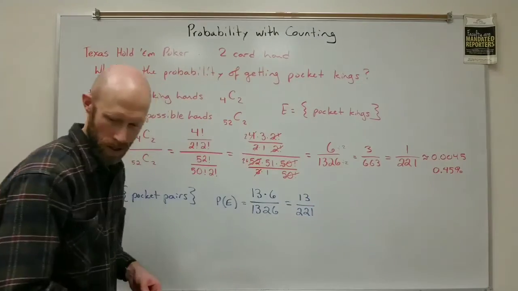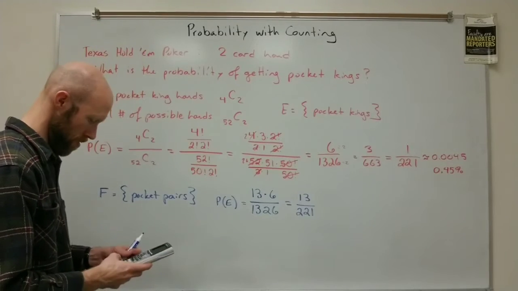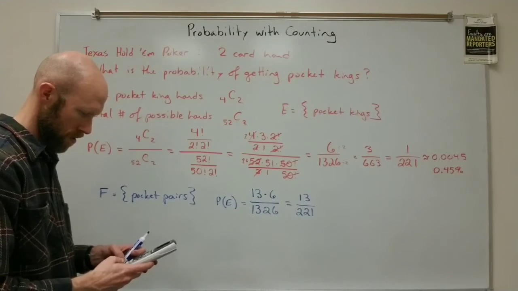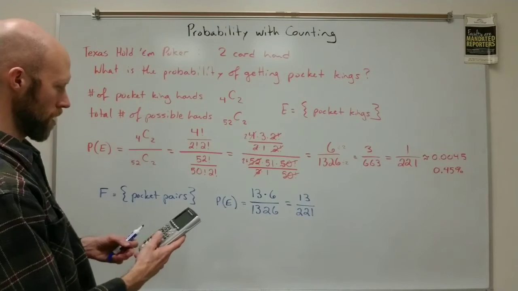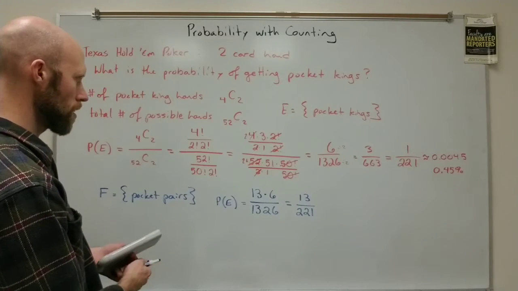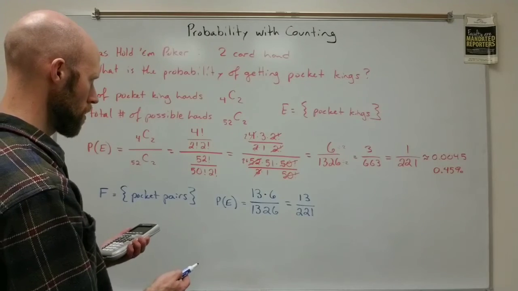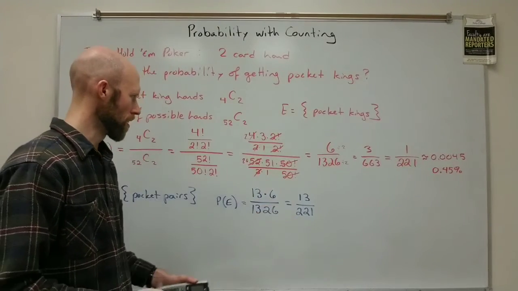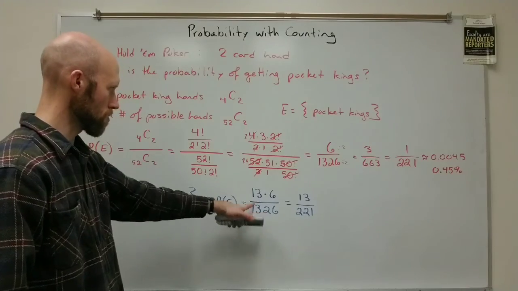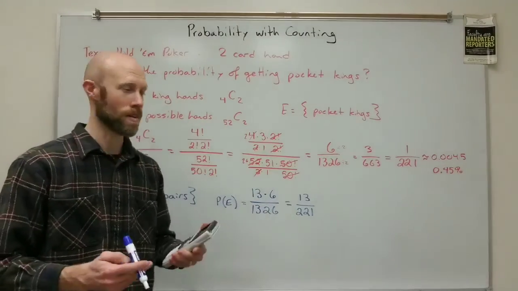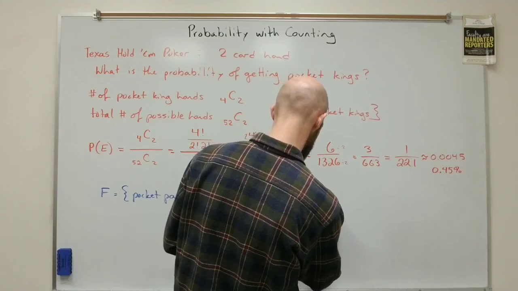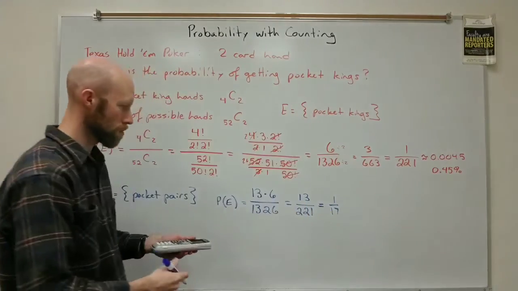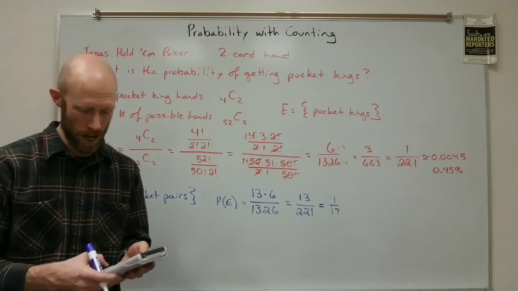And I don't think 13 divides 221. Oh, it does. No way. That's not a fluke. That's because 26 is one of the factors of 1326, which means I can divide it by 2. Yeah, that works. Oh my goodness. Okay, that's cool. So that's actually a 1 in 17 chance, if you divide out 13 on both of those. So it's a 1 in 17 chance.